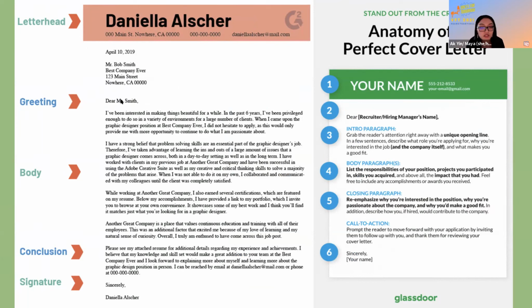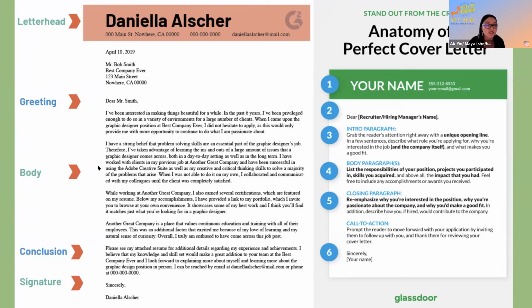And it says the greeting, "Dear Mr. Smith." You have your body paragraphs here. Body paragraph 1 is your hook. You can see that this person says they've been privileged to work in a number of environments and did not hesitate. So that makes them seem like they really want to work at our company and want to get this job.